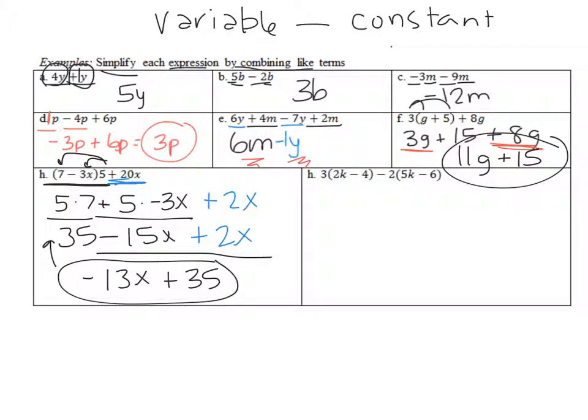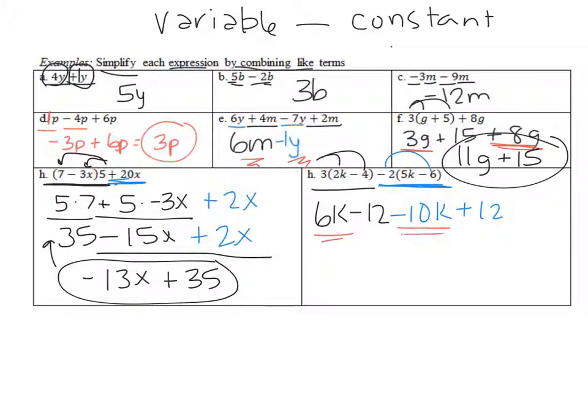And the last one, do the distributive property on the black part, is going to be 6k minus 12. Do the distributive property on the blue part, minus 10k plus 12, because this is two negatives. Now I'm going to combine my k's. So 6 and negative 10 is negative 4k. And then I'm going to add negative 12 and 12, and that's 0. So the answer is negative 4k.